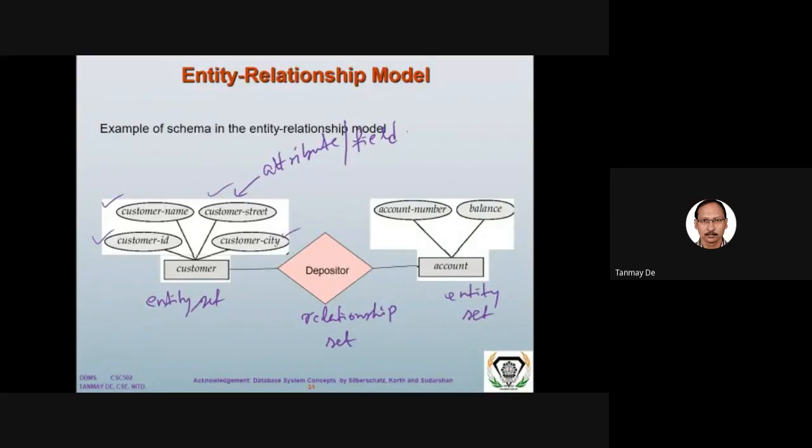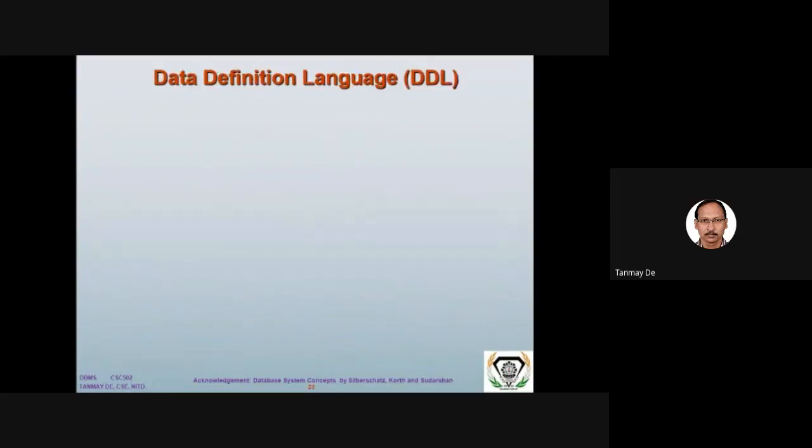Okay, the data definition language, data manipulation language and the rest of the portion we can discuss in our next class.